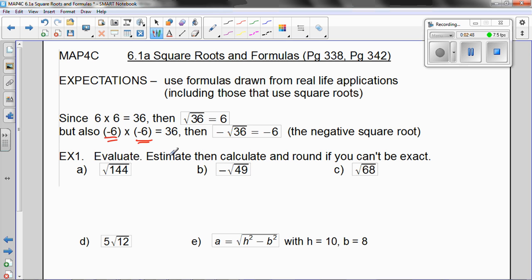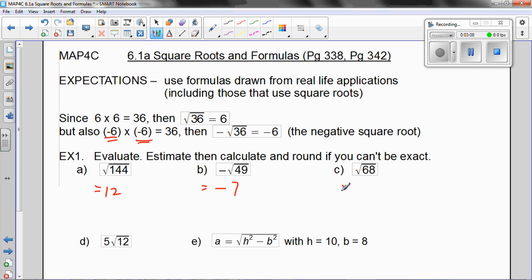Evaluate, it says, estimate, then calculate and round if you can't be exact. So some of these we've got to know, like what's the square root of 144? It's 12. That's it, right? Because that's 12 times 12. Negative square root of 49, well, that part's 7, right? So this part's 7, it's just negative 7 is the negative square root of 49.